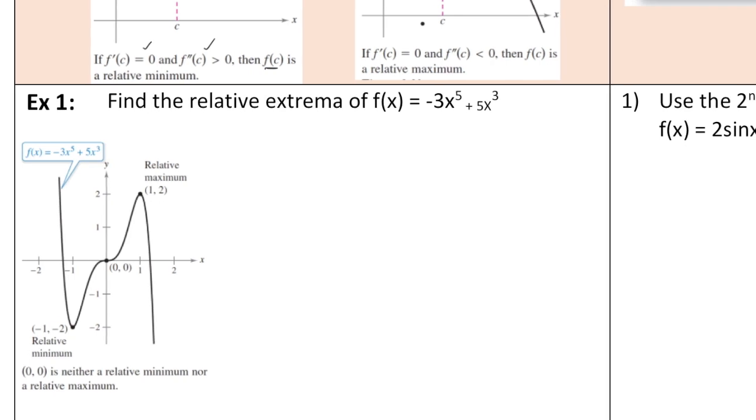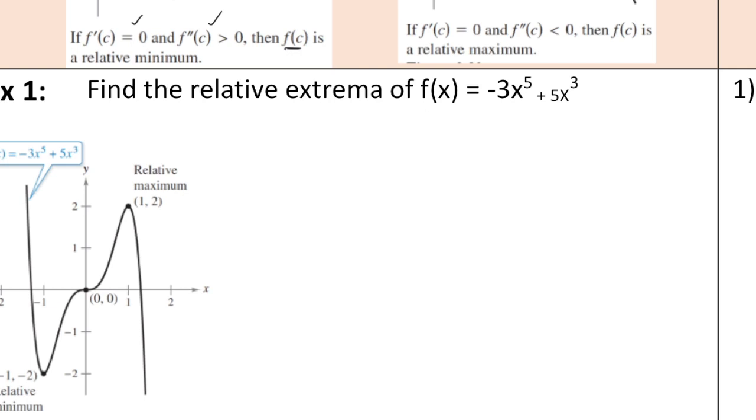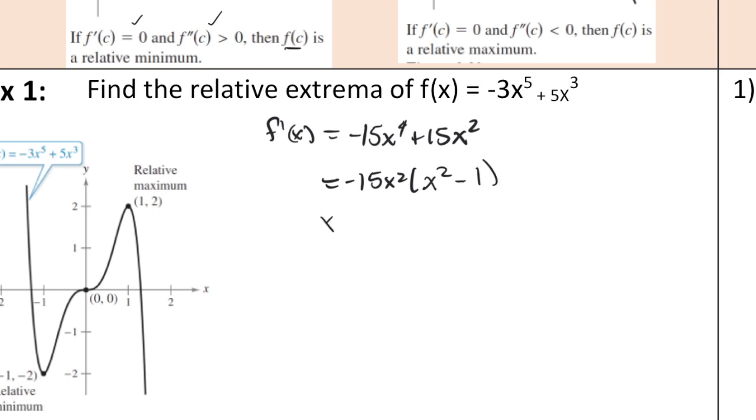So for example 1, we're looking for the relative extrema for f of x equals negative 3x to the fifth plus 5x to the third. We're going to find the first derivative. F prime of x is negative 15x to the fourth plus 15x squared. Do some factoring, because you know I love factoring. We'll have negative 15x squared times the quantity x squared minus 1. So that tells us we have x equals plus and minus 1 as the critical numbers.